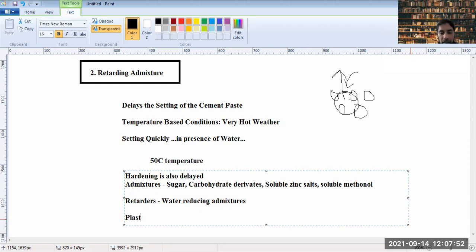But there are certain phenomena, like plastic shrinkage. Once you are adding the sugar, carbohydrate derivatives and zinc salts, plastic shrinkage is happening at the same time. Plastic shrinkage is shrinkage happening in certain parts of the concrete.